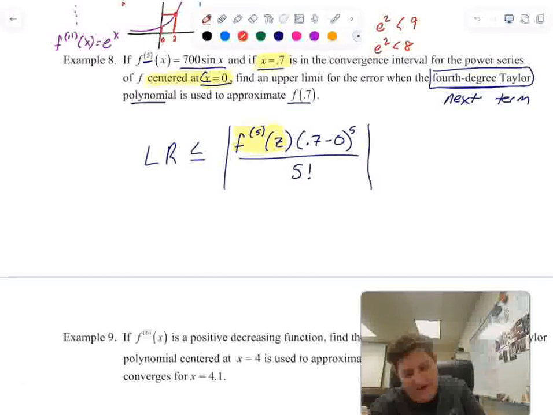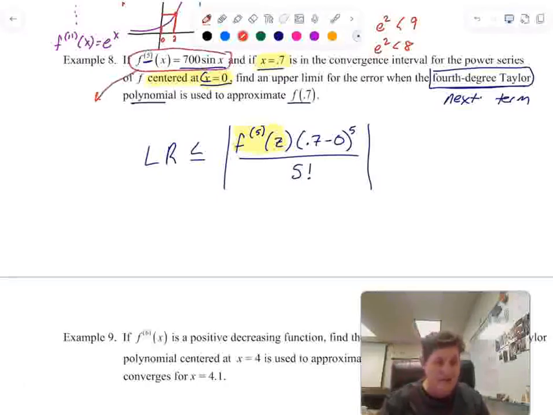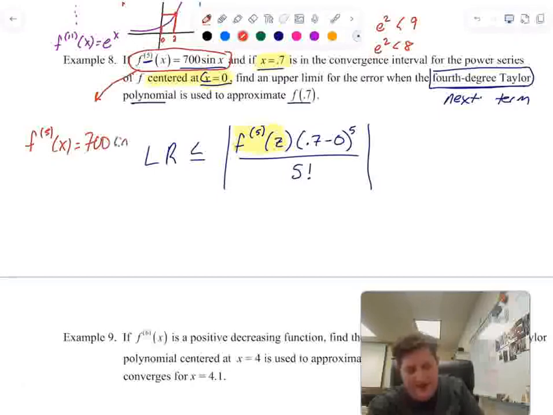Okay, well, check this out. They gave us the fifth derivative. That was so nice of them. Sometimes they'll give it to us, like if it's something that's too hard, they don't give us the original. Sometimes they'll give us a graph or whatever. So the fifth derivative is 700 sine x.